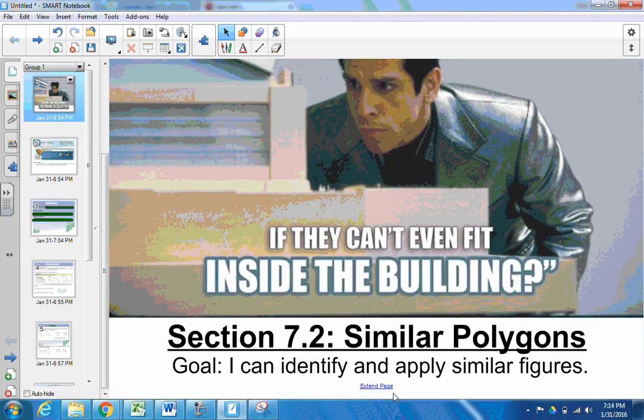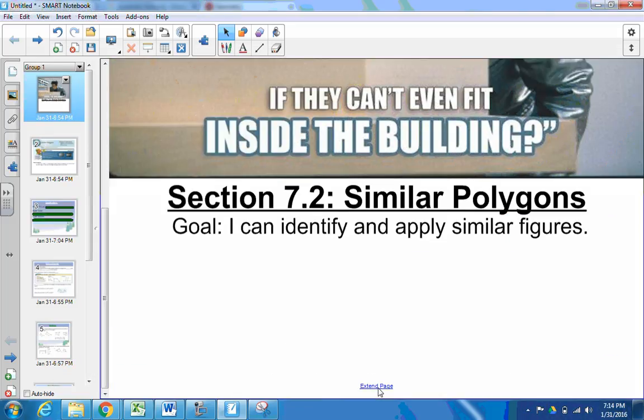But that's what we're doing in this section 7.2, about similar polygons. Focusing on the goal, I can identify and apply similar figures. In other words, we're dealing with scale models. So that's the goal for today.